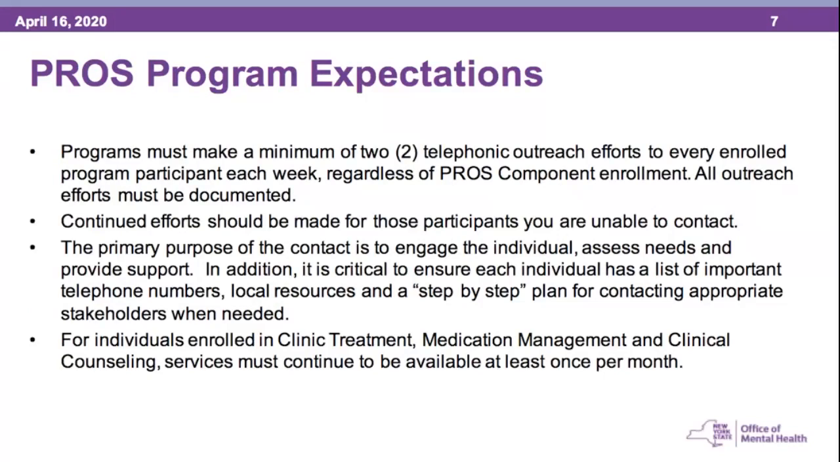but also in addition, it's critical to make sure individuals have a list of important telephone numbers and local resources and a step-by-step plan for contacting appropriate stakeholders when needed. So as you all know, PROS is a predominantly place-based model, and right now participants don't have the luxury of coming into the program space to see staff and receive needed support or to see peers and others who provide support on a regular basis.